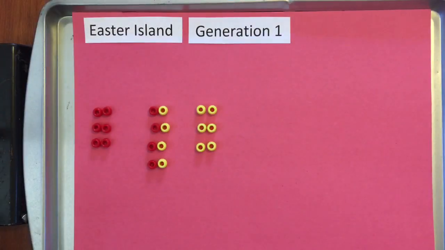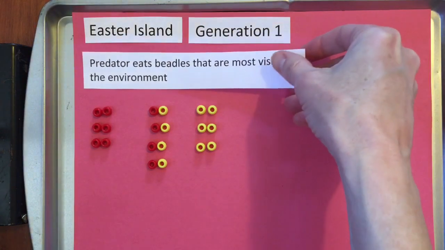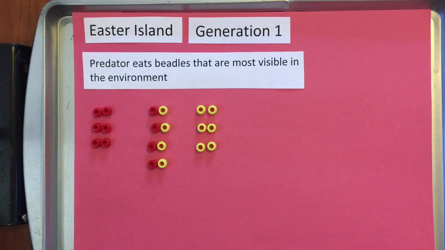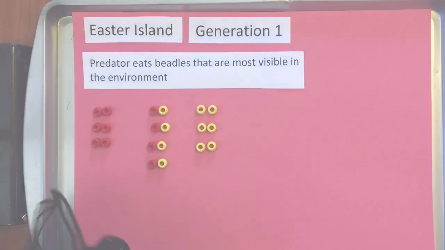On each island that we study, the beetles are going to be subject to a different microevolutionary process. On Easter Island, there is a predator that eats the beetles that are most visible in the environment. If you recall from the introduction video, red is completely dominant over yellow. So these beetles would all be red, these beetles would also be red in appearance, and these beetles would be yellow. Because they're living in a red environment, these yellow beetles are going to be very, very visible to predators.